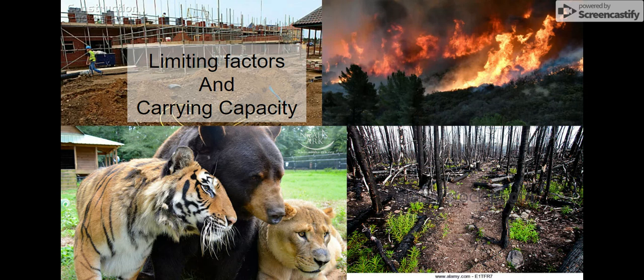If you change your biotic factors or if you change your abiotic factors, then you're changing the ability for an ecosystem to support life. Those changes are called limiting factors. So limiting factor is going to be a change in biotic or abiotic factors, and the limit of life in an ecosystem is called the carrying capacity. So the carrying capacity is going to be the limit of an ecosystem to support an organism living there, or a group of organisms living there.